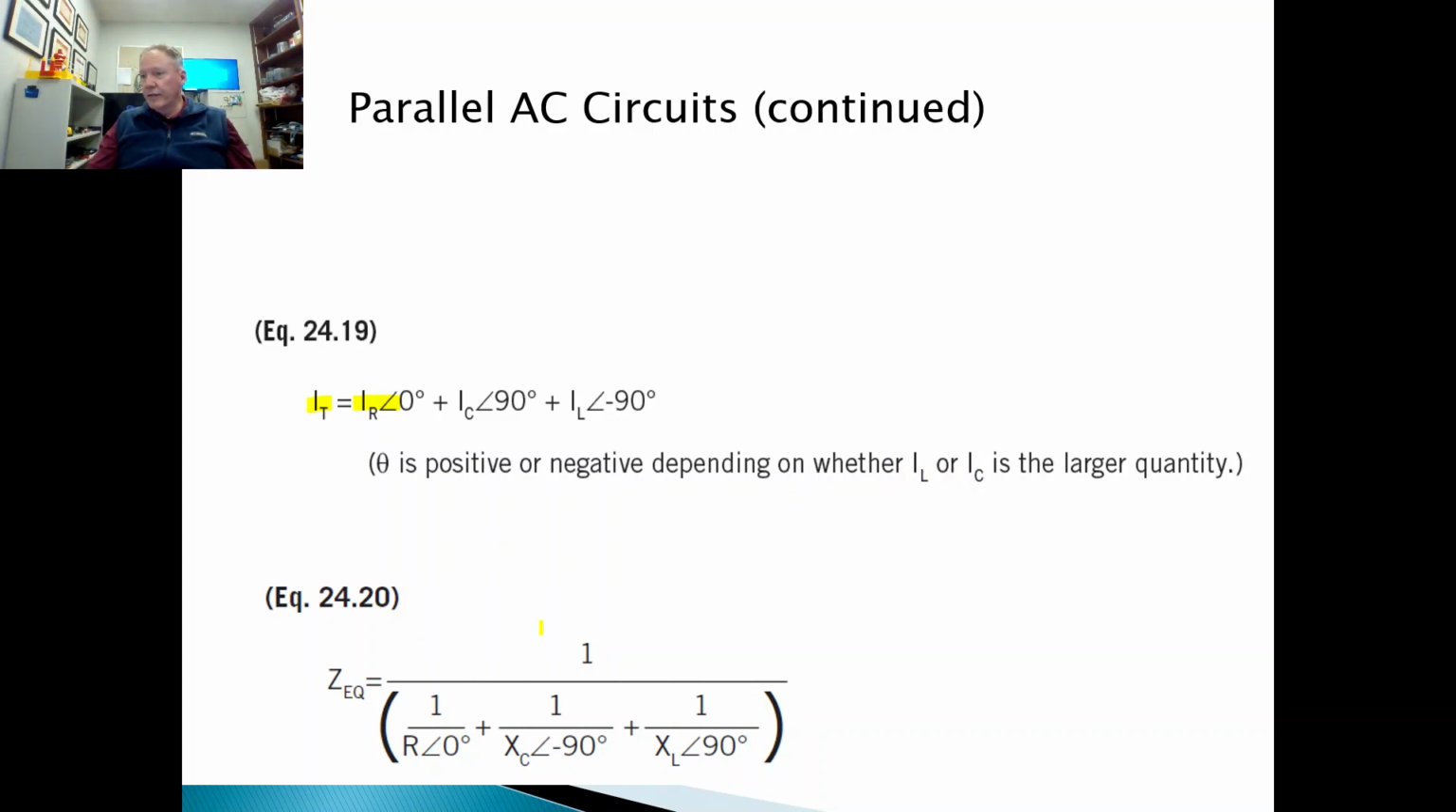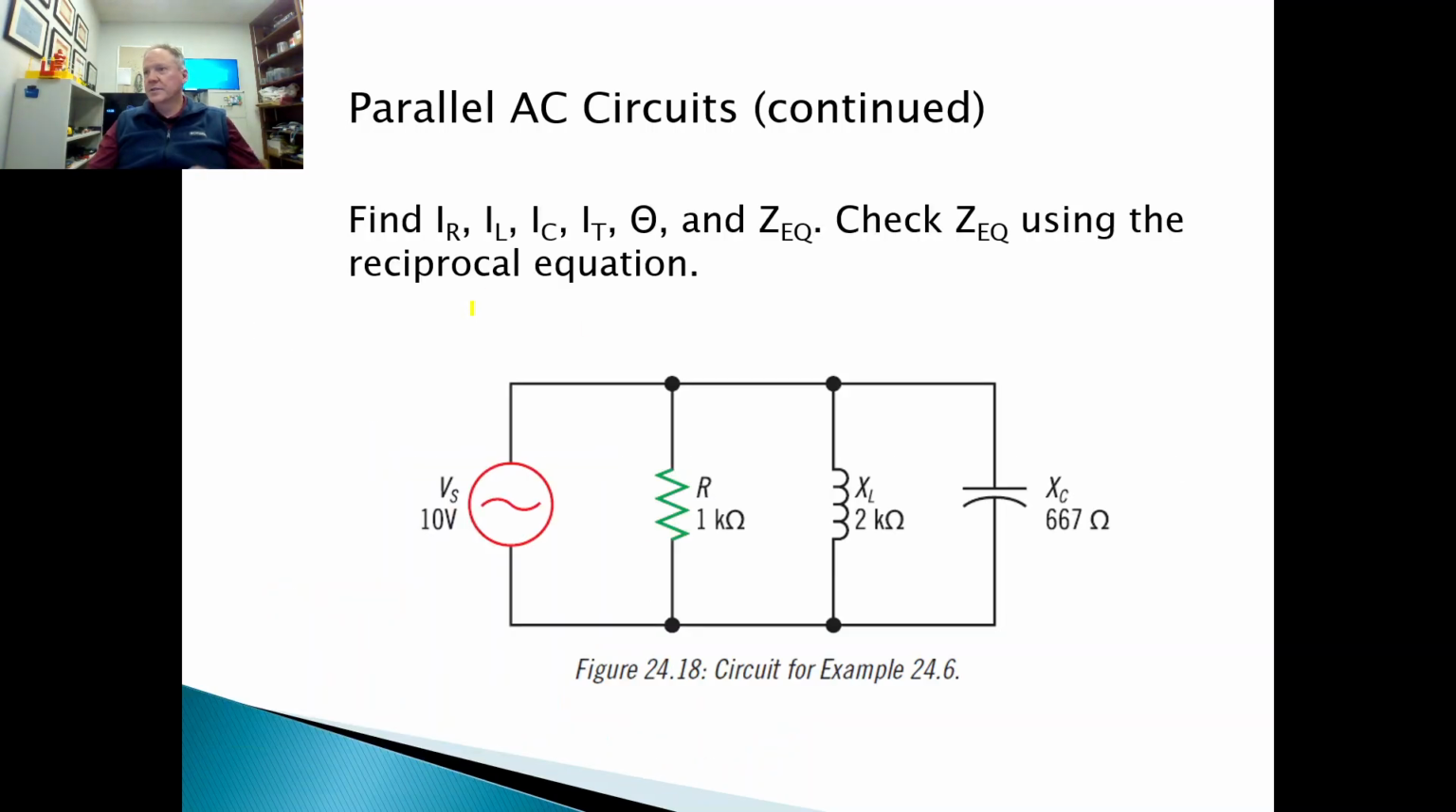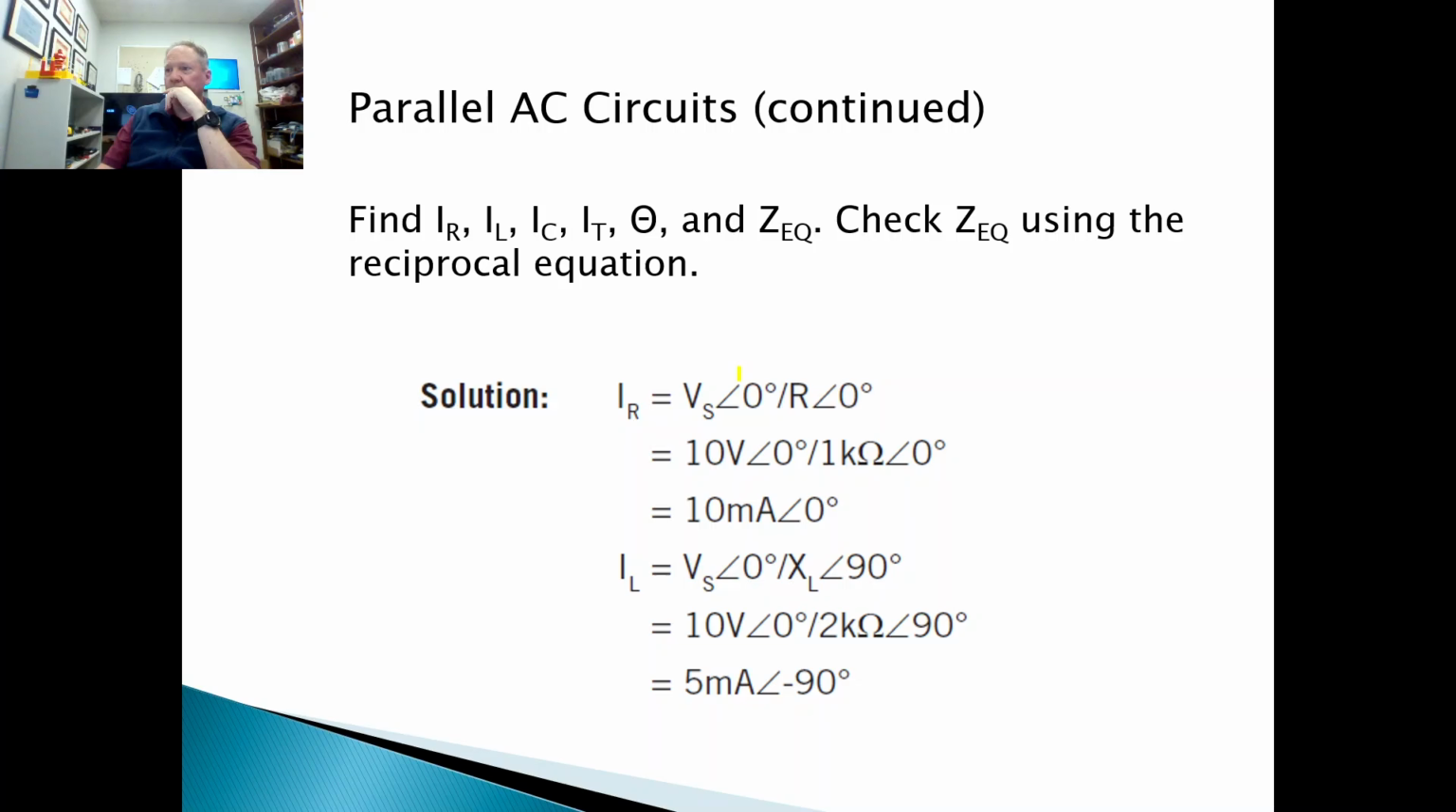And then our equivalent resistance or impedance is going to be 1 over the resistance plus 1 over the capacitive reactance and plus 1 over the inductive reactance. Okay, so you can look at this example and see how to do that.